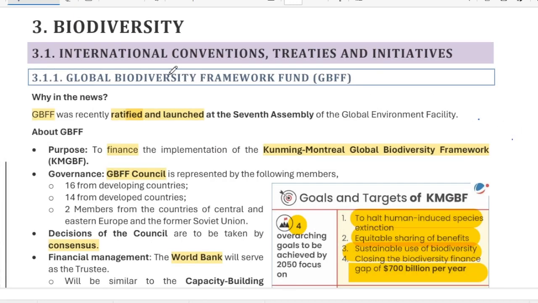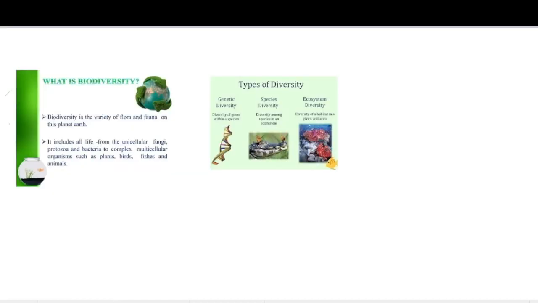Now, the biodiversity part. Before starting this topic, I should give you an understanding of some basic concepts. You should understand what biodiversity is all about. For this, let me take you to another slide. So, what is biodiversity? Biodiversity, as you can see, is the variety of flora and fauna on this planet Earth.